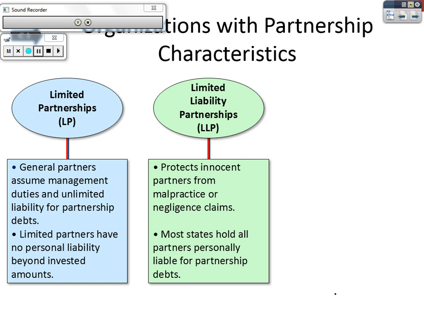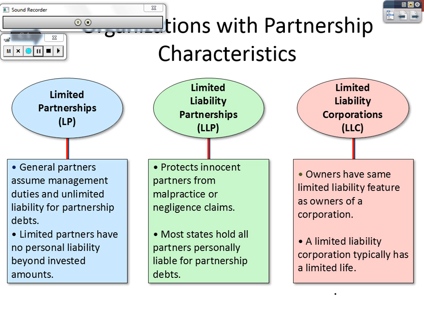So, organization with partnership characteristics. These are some different types of partnerships. I think sometimes everybody is confused by the term limited liability, and so we're going to talk about it. There are some partnerships that are considered to be LPs, meaning limited partnership. That means you probably had two or more partners. More than likely, one partner is a limited partner, and the other partner is a general partner.